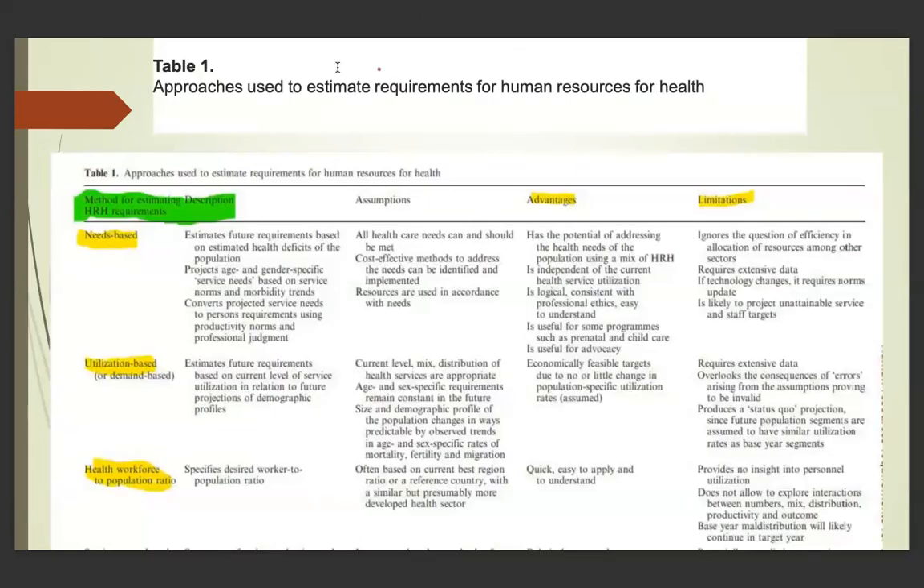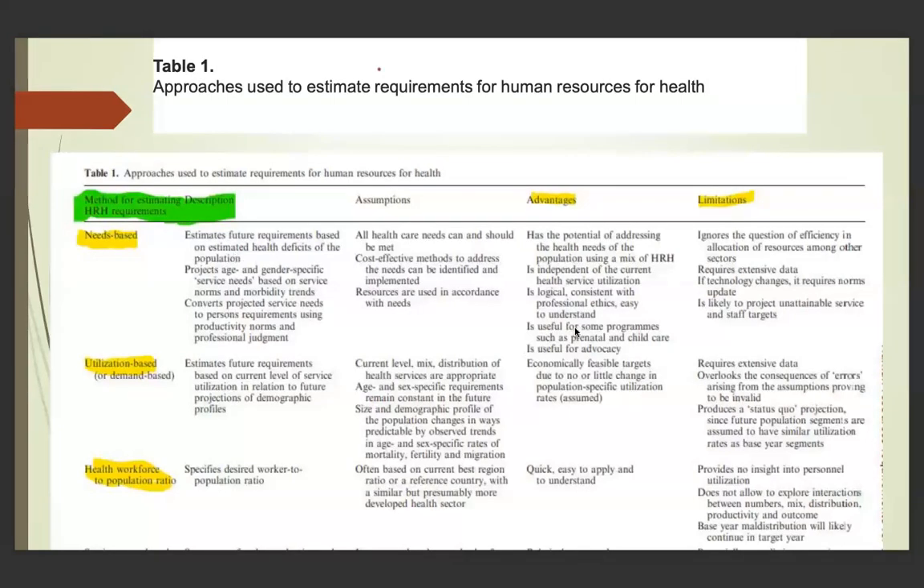Here you can see a table, and we are going to use this table to understand better all these four approaches. So the first one, need-based approach. Basically, it estimates future requirements based on estimated health deficits of the population, and projects age and gender-specific service needs based on service norms and mobility trends.